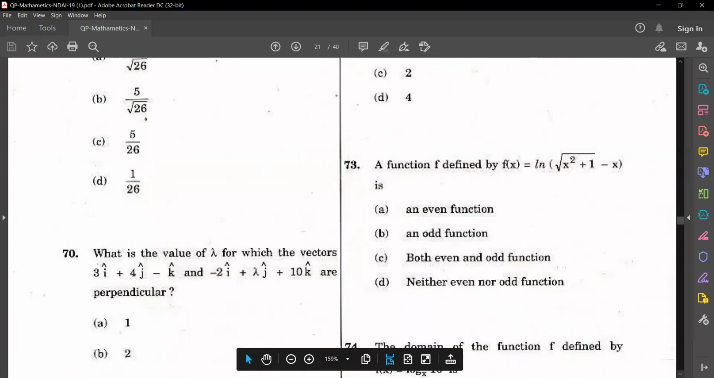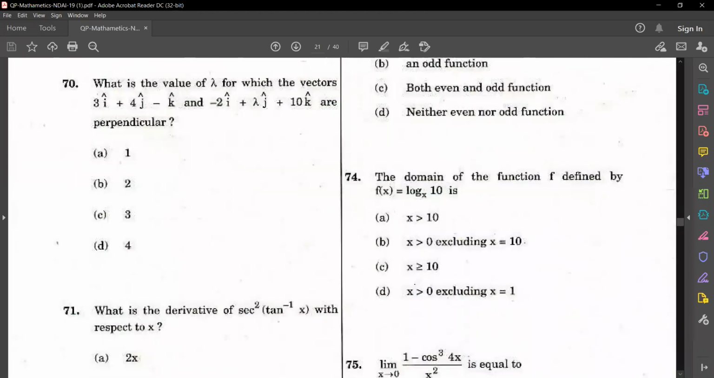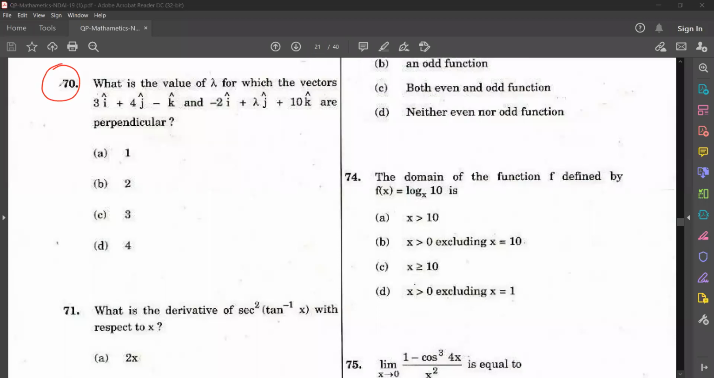Question number 70. What is the value of lambda for which the vectors 3i plus 4j minus k cap and minus 2i plus lambda j plus 10k cap are perpendicular? Very easy, very direct question. Please do it quickly.